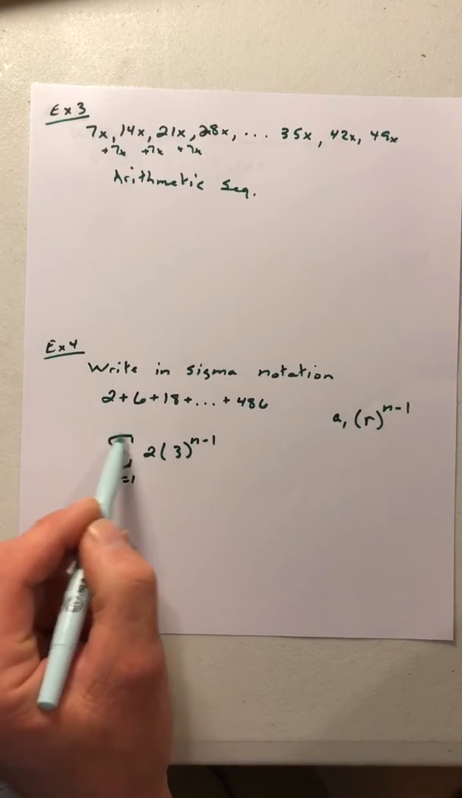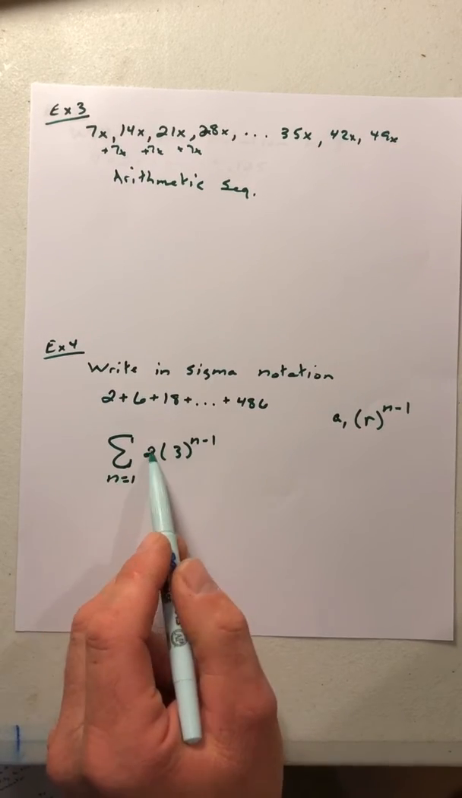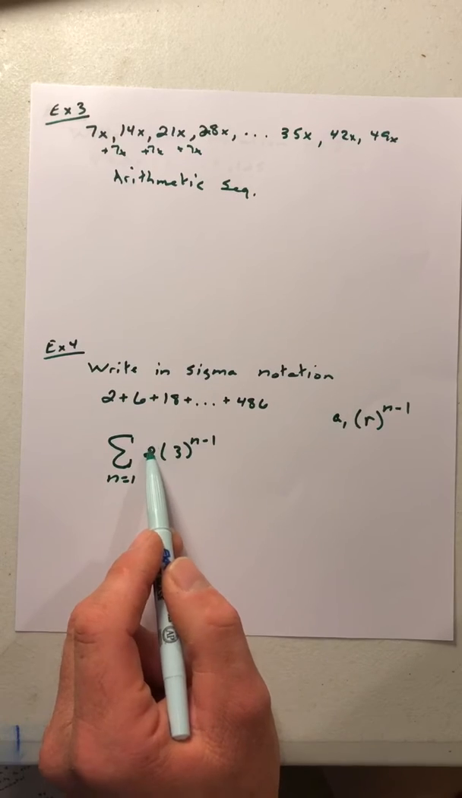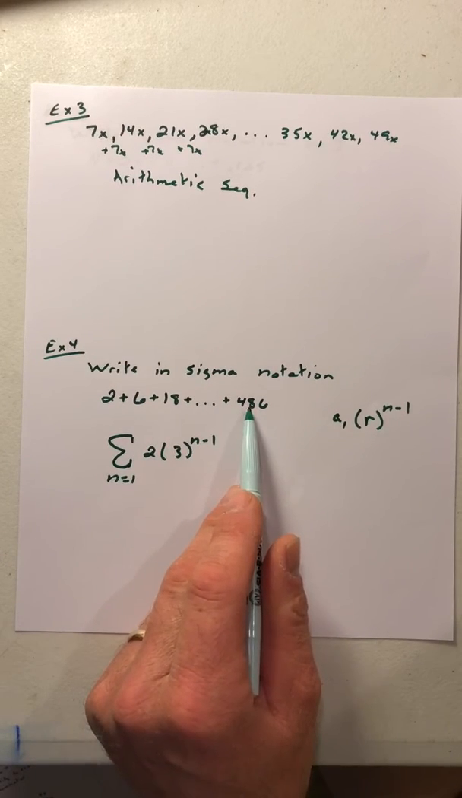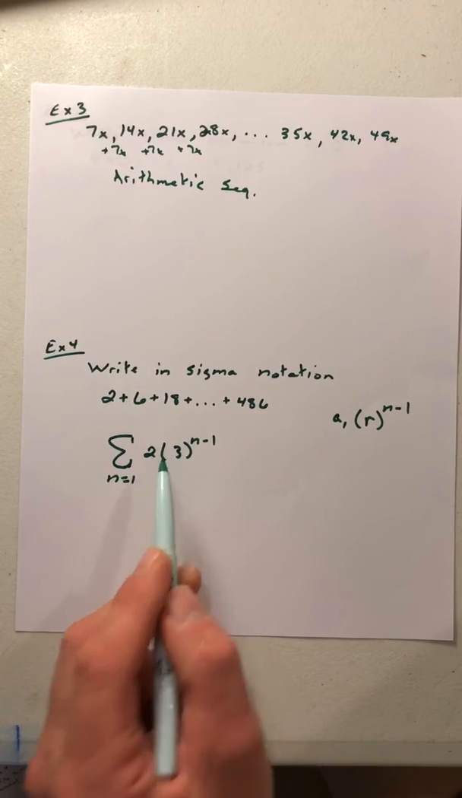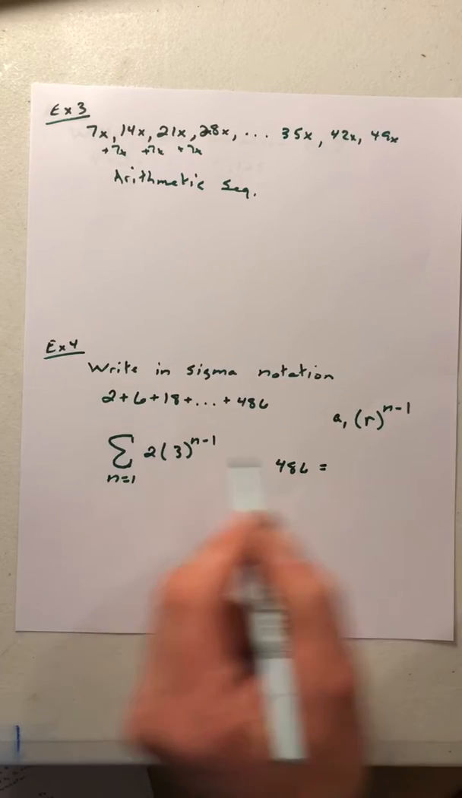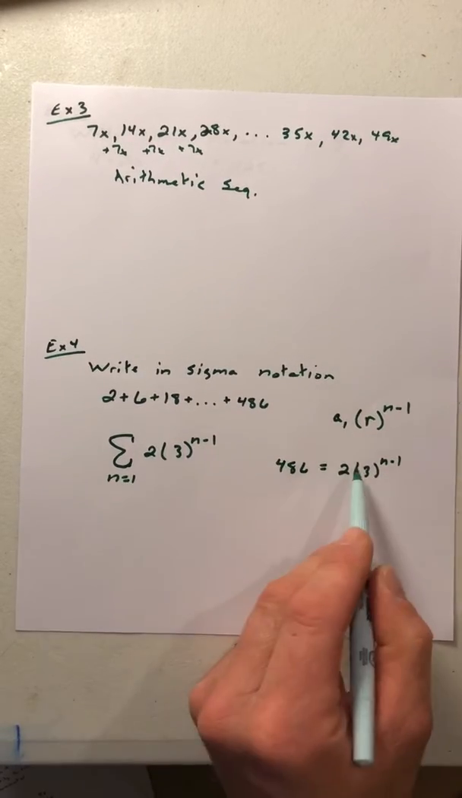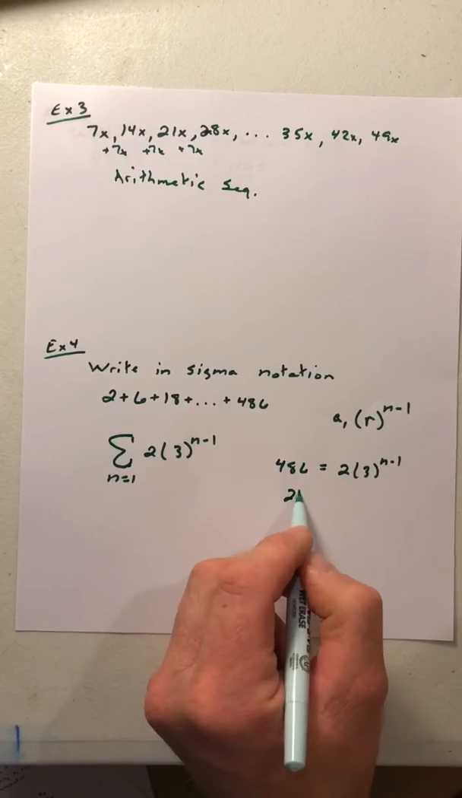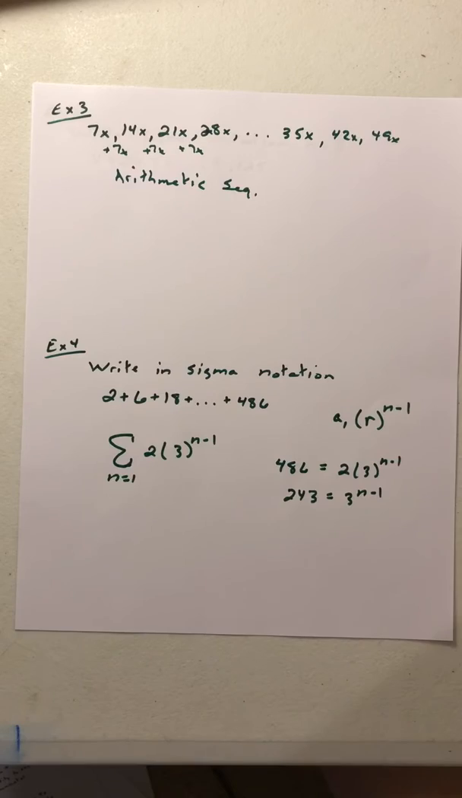Now I've got to figure out how high do I come up here. Well, what I need to do is figure out what number is going to give me the last term in my series with this explicit formula. So I'm going to take that last term, 486, and set it equal to this explicit formula. I can go ahead and divide by 2. So I have 243 equals 3 to the n minus 1.